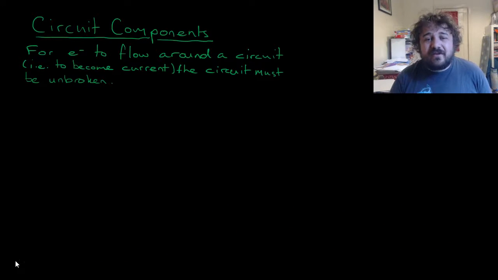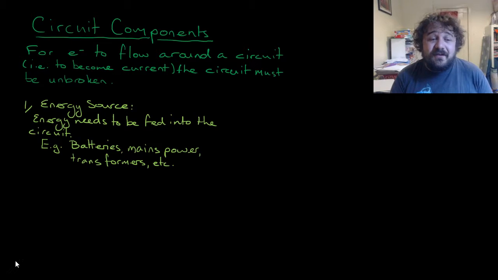So what are the components of a circuit? Well, first off, for electrons to flow around a circuit and to become current electricity, the circuit must be unbroken. So first off, we need an energy source. Now, energy needs to be fed into the circuit. We know this because the law of conservation of energy is really important, so it has to be true. We need to have a source of energy in there. Now, there are all sorts. There are batteries, there is mains power, that's the power in the wall, there are transformers, there's solar power, wind power, and so forth. There are lots of ways we can put power into a circuit.